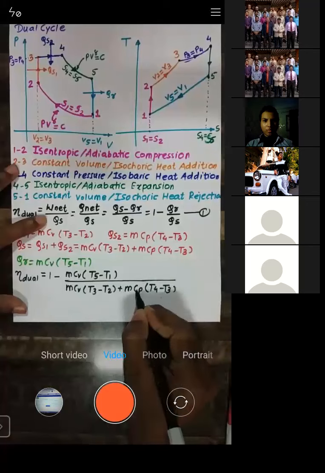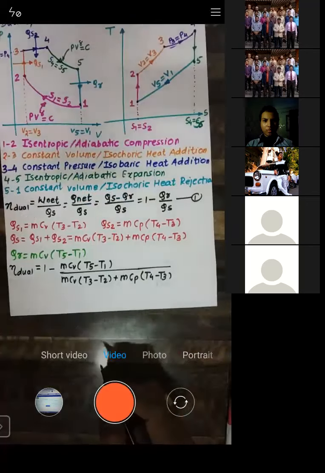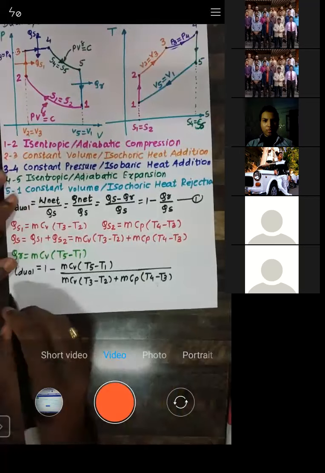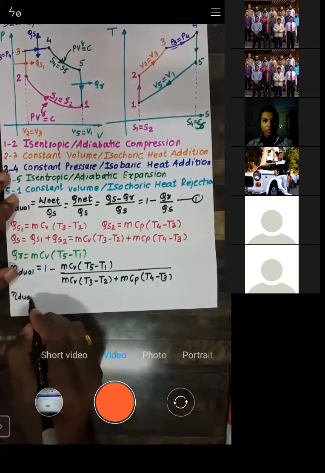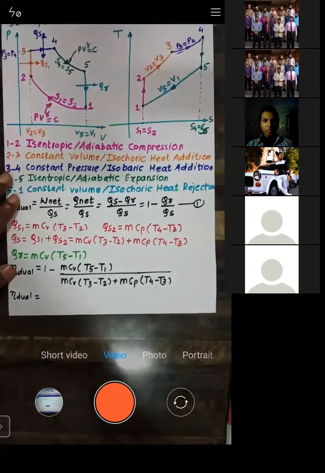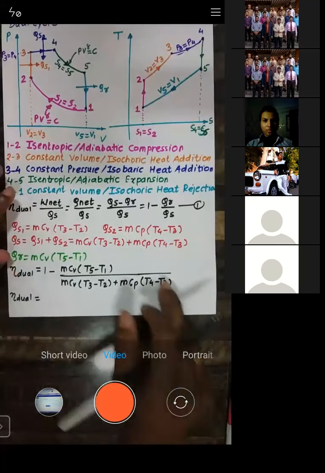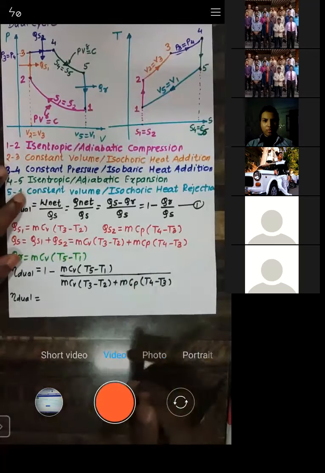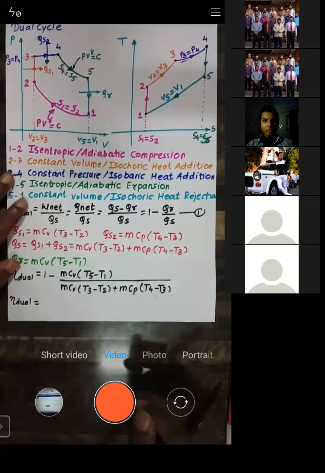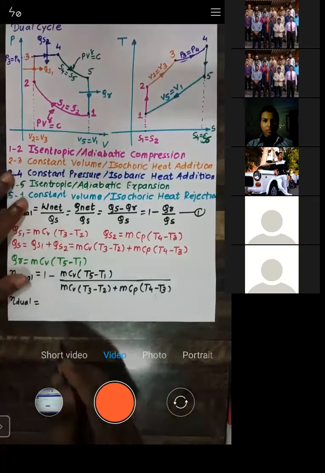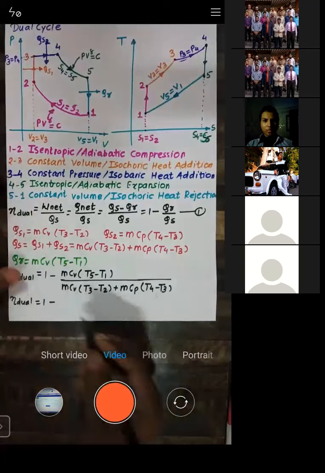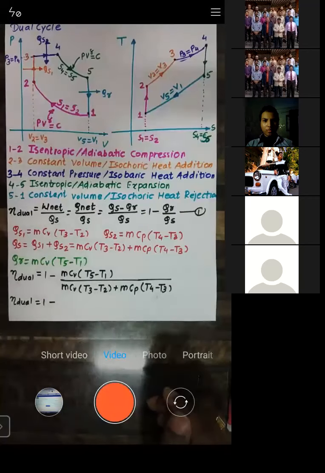Is that okay, all of you? Let me know. Is that okay with this diagram? Have you understood from where this formula is being derived? Yes, I'm waiting for your response, all of you.